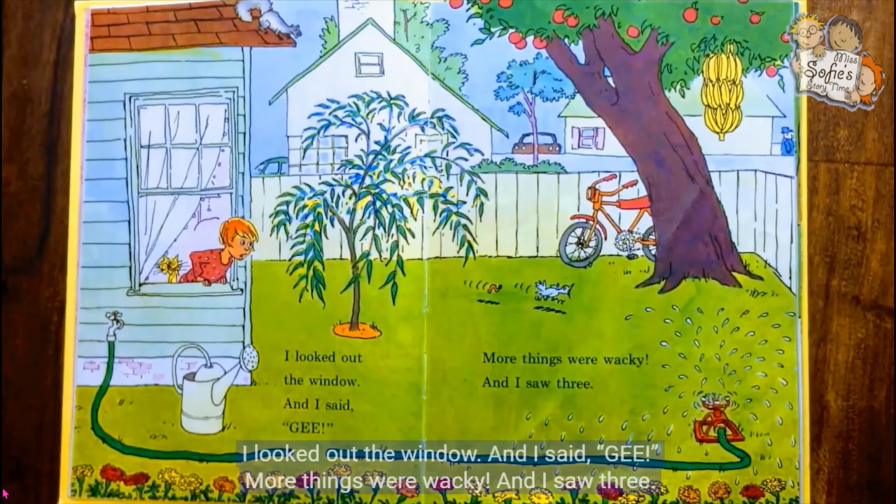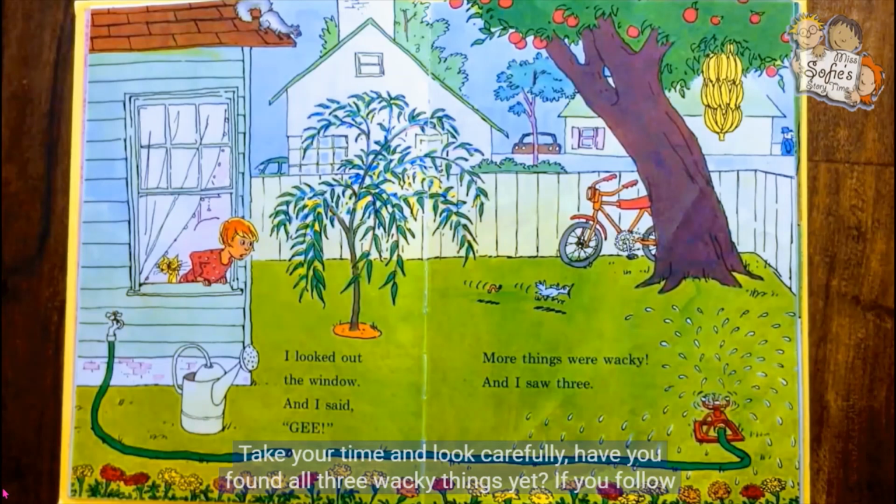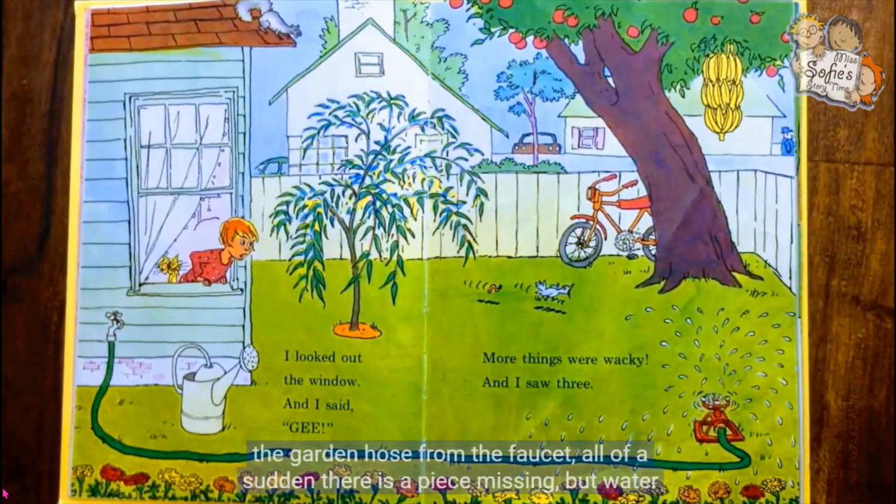I looked out the window and I said, gee, more things were wacky, and I saw 3. Take your time and look carefully. Have you found all 3 wacky things yet? If you follow the garden hose from the faucet, all of a sudden there's a piece missing, but water is still coming out of the sprinkler.